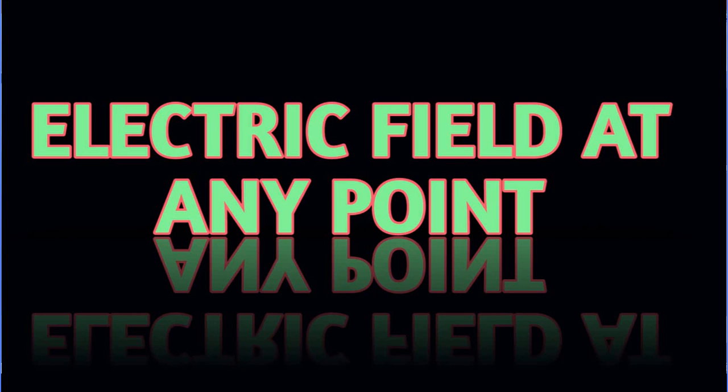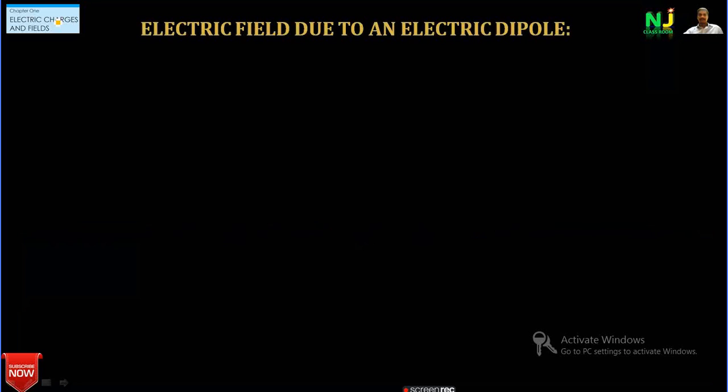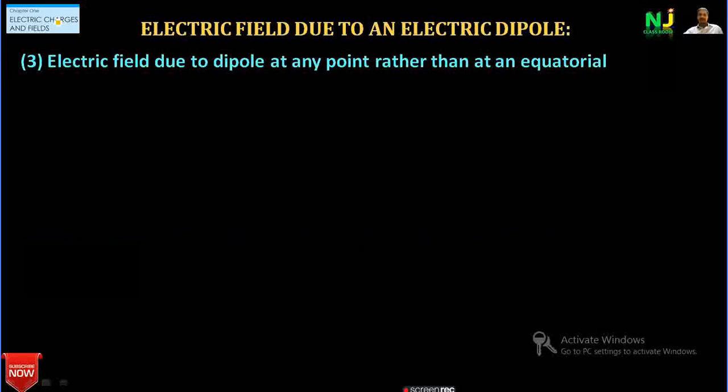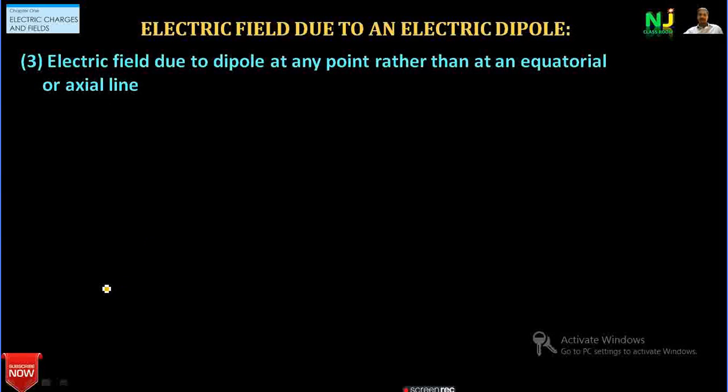Next we are going to derive the electric field due to an electric dipole at any point nearer to the dipole, rather than on the equatorial plane or the axial line. For that, let us consider an electric dipole consisting of a plus q charge and a minus q charge. This is the center of the dipole. The distance between the charges is equal to 2a. Consider a point P here, at a distance R from the center. It makes an angle theta with the dipole axis.